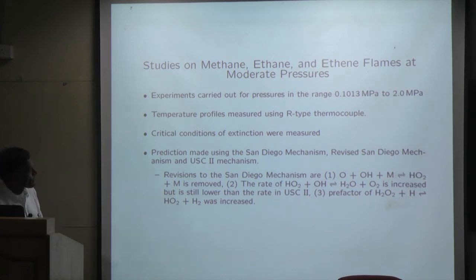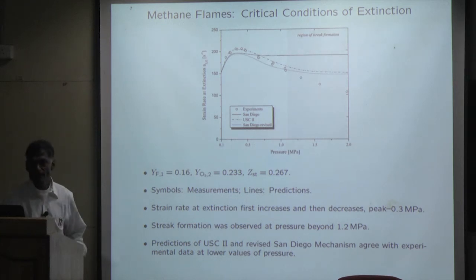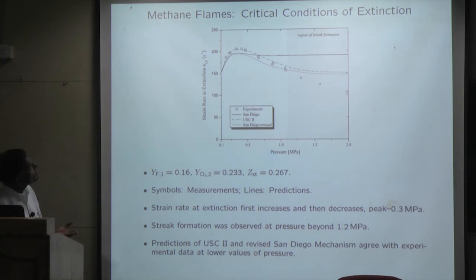Again, these were experiments in that range. Temperature profiles we measured, critical extinction. Here you can see this is the problem now. This is the experimental data. As pressure increases, the strain rate at extinction goes down. These are predictions. So there's a significant difference between predictions and experiments. So even for simple fuels like methane and ethane, we got problems.